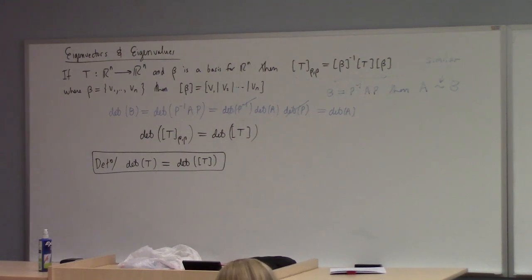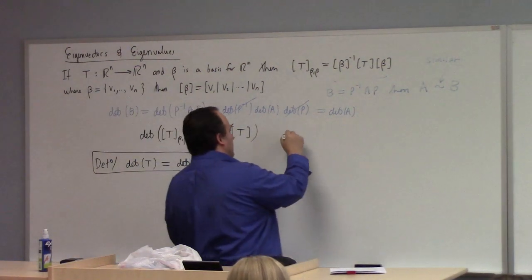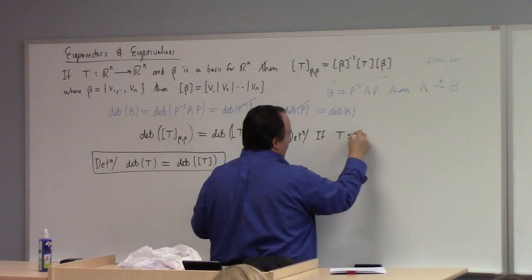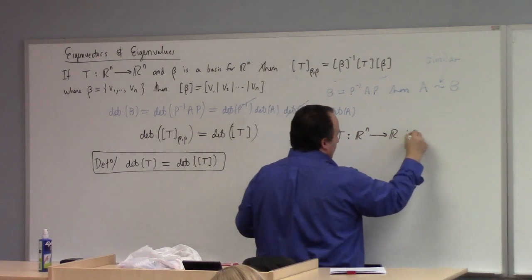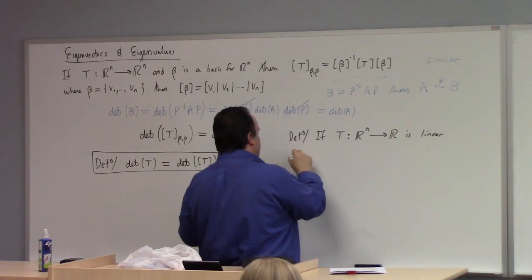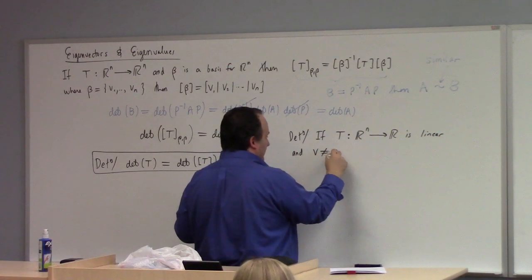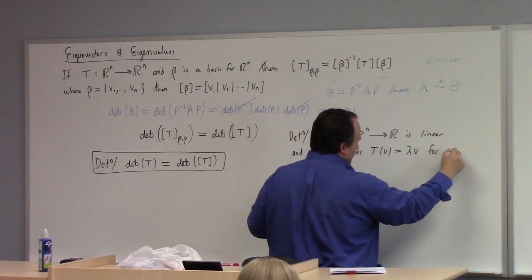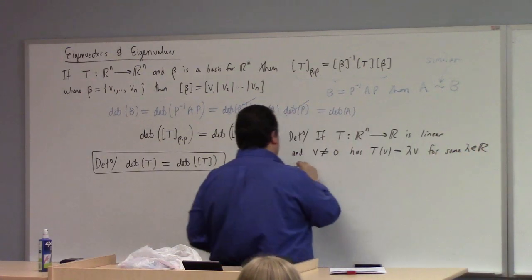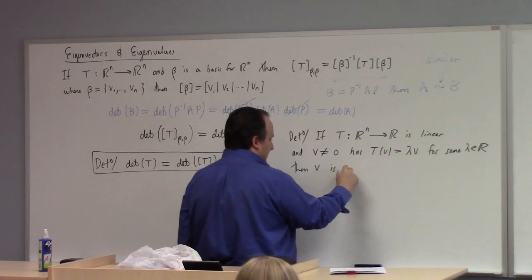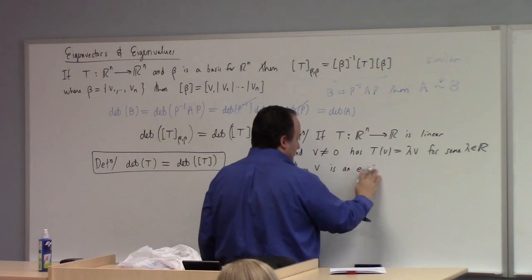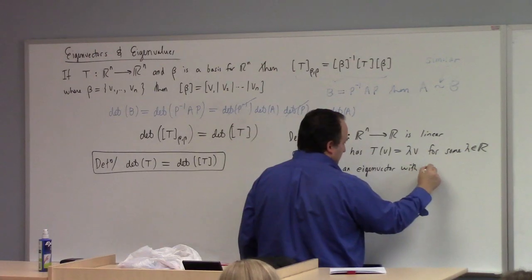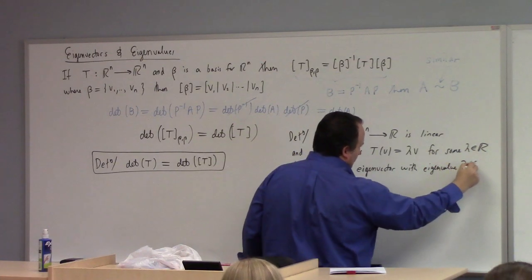Now, furthermore, definition: if T is a linear transformation from Rn to Rn, and v not equal to 0 has T of v equals lambda v for some lambda in the reals, then v is an eigenvector with eigenvalue lambda for T.